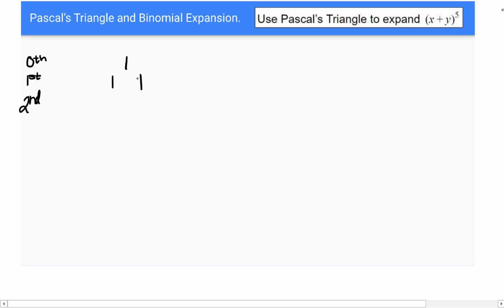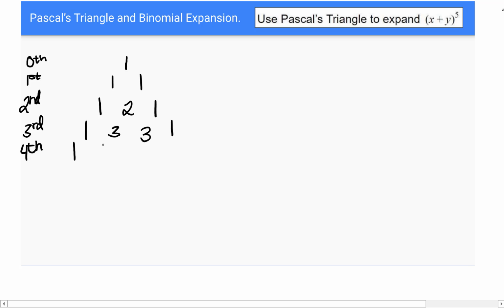In order to create the next row, we always start and end with the number 1, but the number in between here is the addition, the sum of these two. So 1 plus 1, 2. And again, we always start and end with 1. The third row starts with 1, but then what term goes here? Underneath, but between the 1 and the 2, that would be 3. Here, 2 plus 1 is 3, and 1.